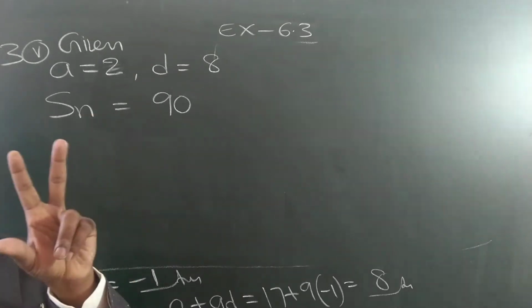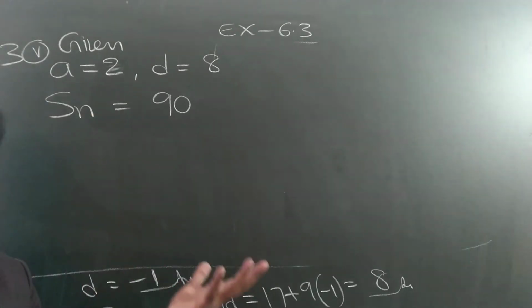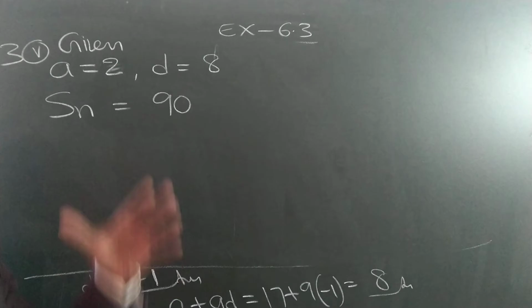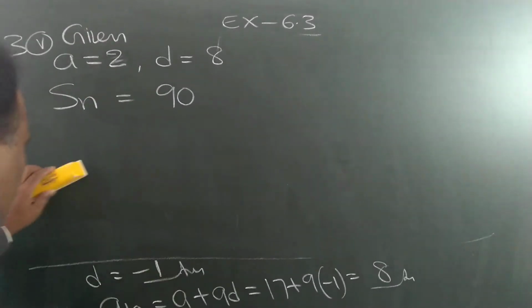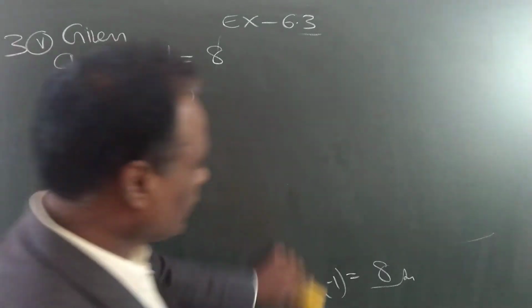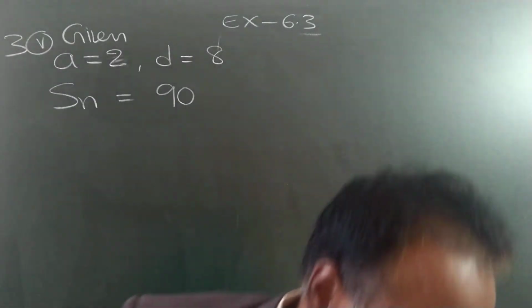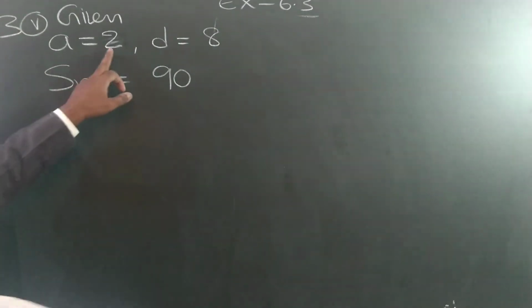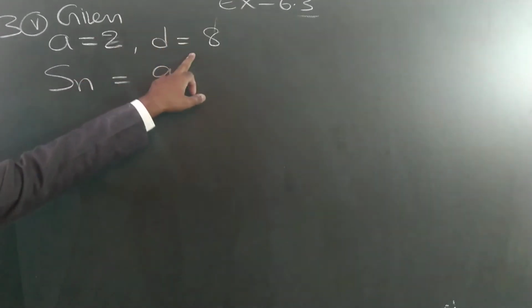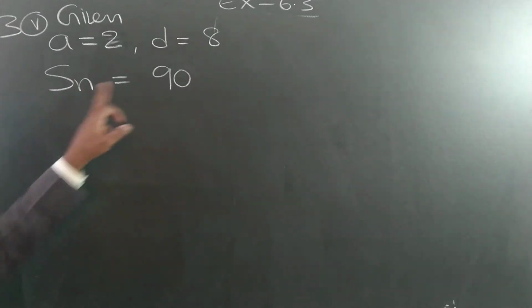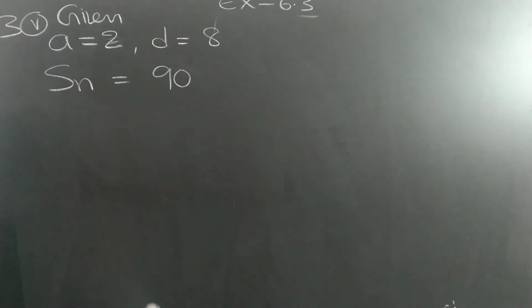If you are familiar with only those two formulas, the nth term formula and the sum to n terms formula, then we can do all the problems in this exercise. So without any confusion, we can solve the problem. See here. A is given, D is given, Sn is given. Question is to find the n value.